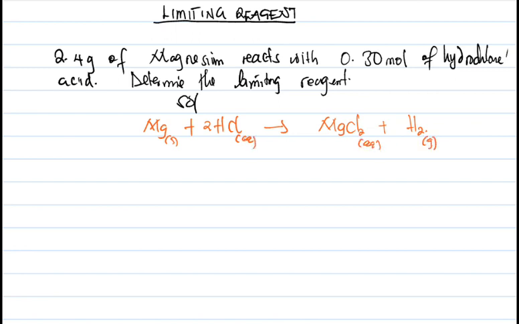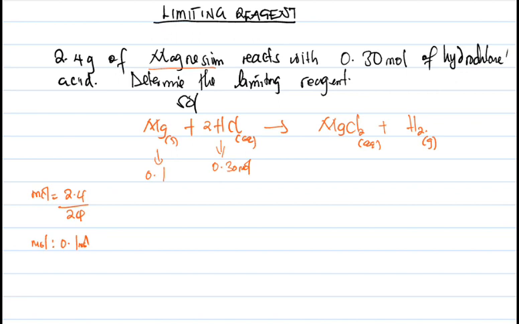So now that the equation is balanced, how do we determine the limiting reagent? We've already been given the number of moles of hydrochloric acid to be 0.3 moles. So we need to find the number of moles of magnesium. We know that number of moles is equal to mass over molar mass. So the mass given here is 2.4 over the molar mass of magnesium, which is just 24. If I divide 2.4 by 24, I'm getting 0.1. So the number of moles of magnesium is 0.1 mole.